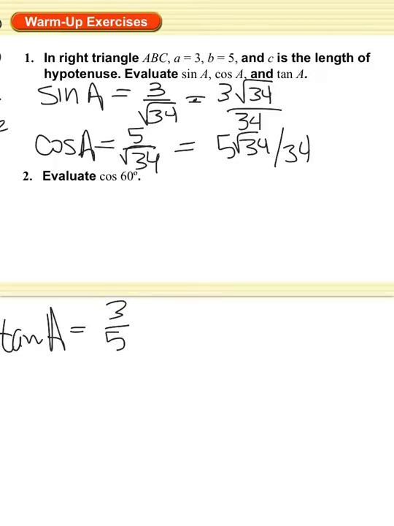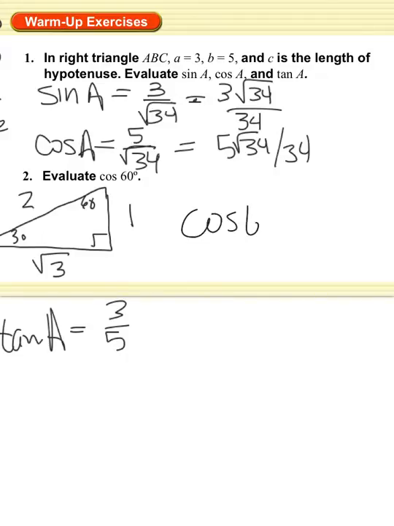Evaluate cosine of 60. That's going to be our 30, 60, 90 triangle. So here we have 60, 30, and right. So that's our 30, 60, 90 triangle. Cosine is adjacent over hypotenuse. So cosine of 60 degrees is adjacent over hypotenuse, 1 over 2.